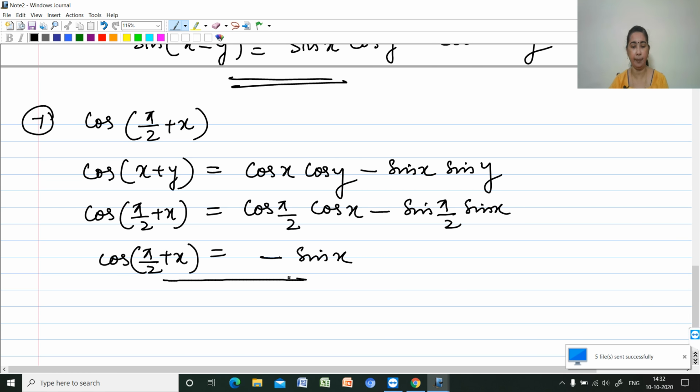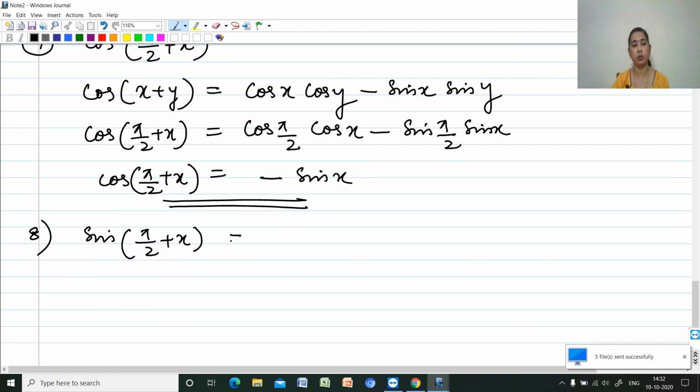Now, the eighth identity, sin of pi by 2 plus x. What is sin of pi by 2 plus x? We have to apply our identity sin of x plus y is equal to sin x cos y plus cos x sin y.